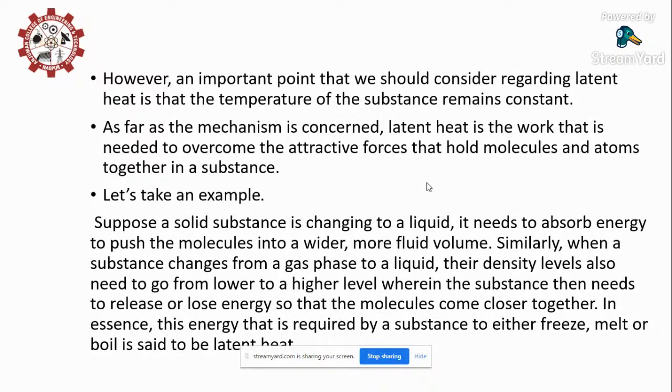Similarly, when a substance changes from a gas phase to a liquid, the density level also needs to go from lower to higher level within the substance, that needs to release or lose energy so that the molecules come closer together. Okay. In essence, we can say that this energy that is required by a substance to either freeze, melt or boil is said to be latent heat.